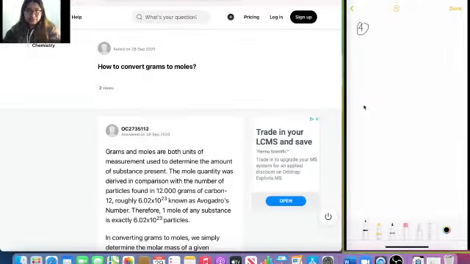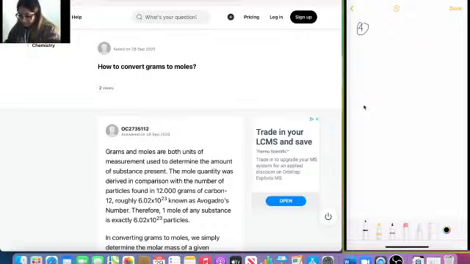The next question says how to convert grams to moles. Okay, so grams and moles are both units of measurement. Grams is for mass, moles is the quantity, right, found in, let's say, 12 grams of carbon, which is roughly 6.02 times 10 to the power 23. This is Avogadro's number, where 1 mole of any substance is exactly 6.02 times 10 to the power 23 particles.